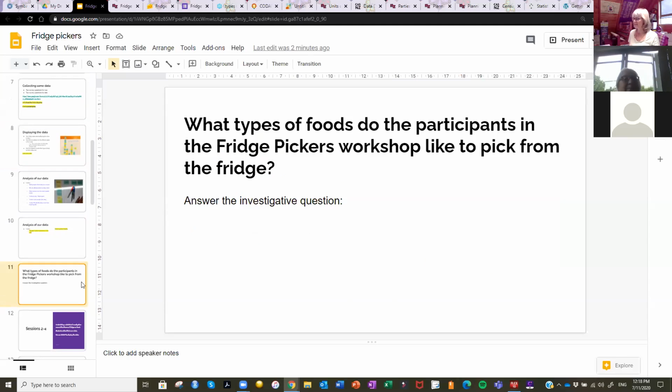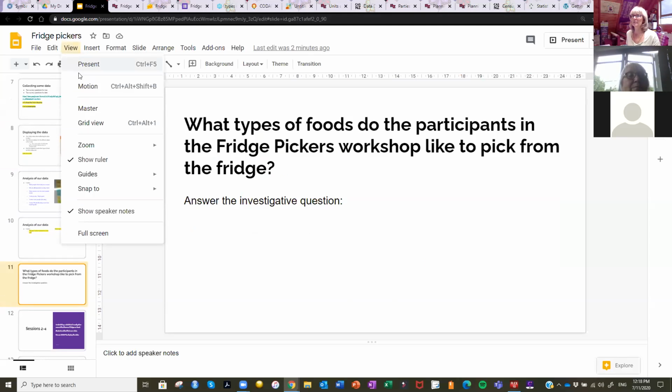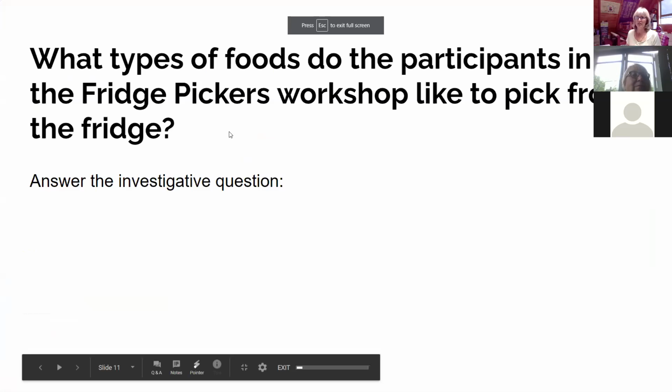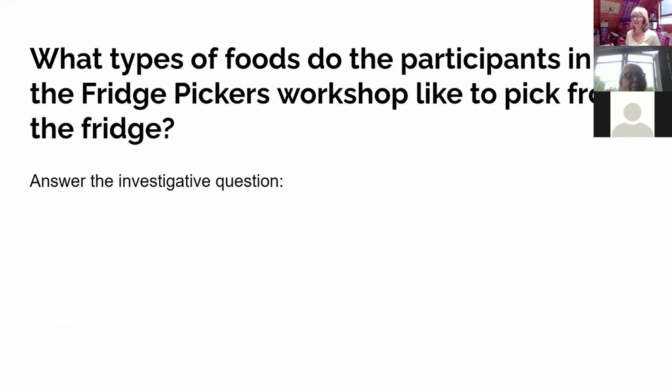And then just finishing off that session, what we would do is get the students to answer the investigative question, and they would use evidence from the graph. So they might say, for the types of food, nearly, well, I've got over half of the people like dairy, and some of the people who are youngest in their family like fruit, drinks, or something sweet. So we can use that evidence to answer a question. So that first activity in the fridge pickers unit is really just to get the kids thinking about fridges and food and things related to that.